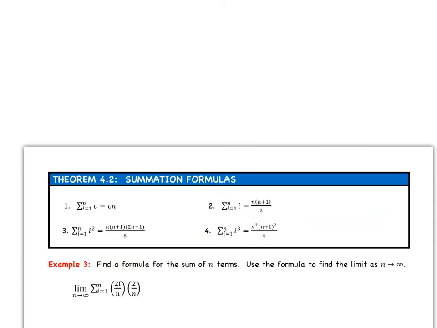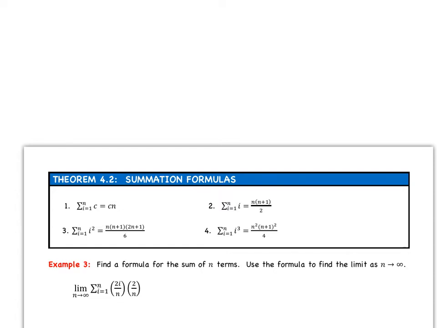Example 3, find a formula for the sum of n terms. Use the formula to find the limit as n goes to infinity. So we're going to take what we did in the previous example, but now we're going to throw a limit in there. Essentially we're finding the sum when n goes to infinity, and this is leading us into some definite integrals, which we'll get into.